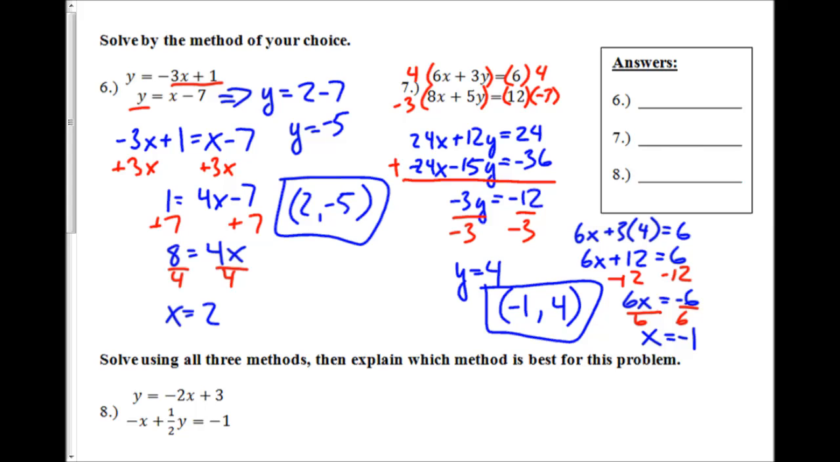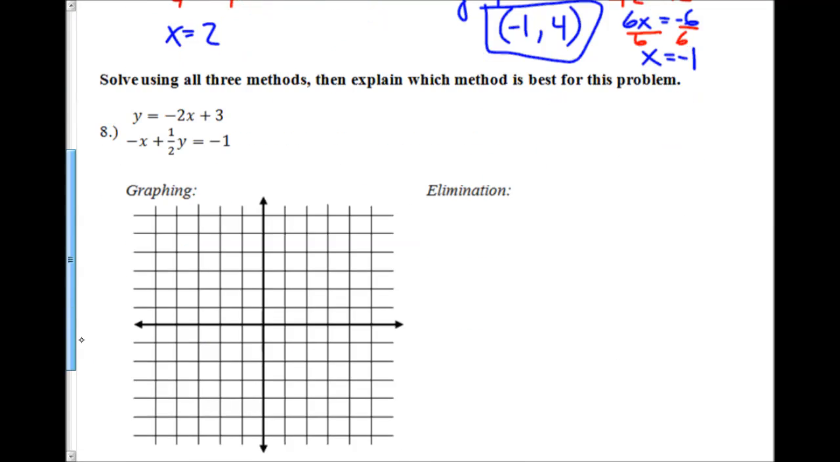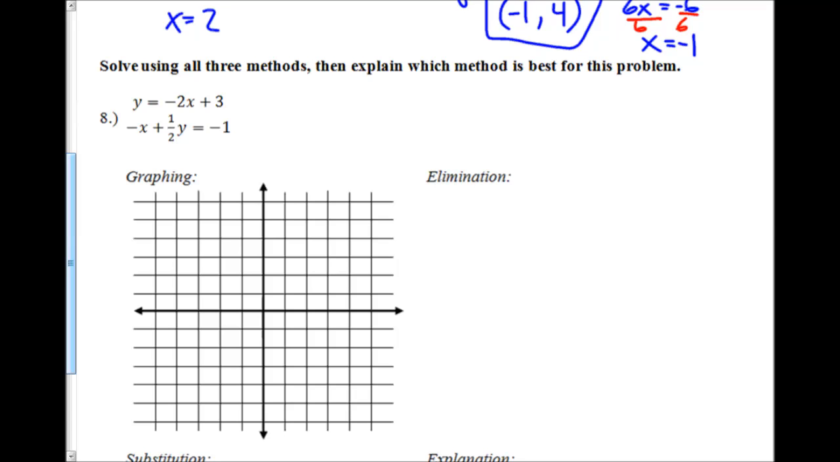Okay? In number 8, we have to solve it using all 3 methods. So to do this, I'm going to start with graphing. For graphing this thing, I want each of these to be in the same format. Really, this first one looks okay. It's already in y equals mx plus b. That's easy to graph. The second one, I can either put 0 in for x and find y, and then put a 0 in for y and find x, and do the intercepts. That's an okay way to go.